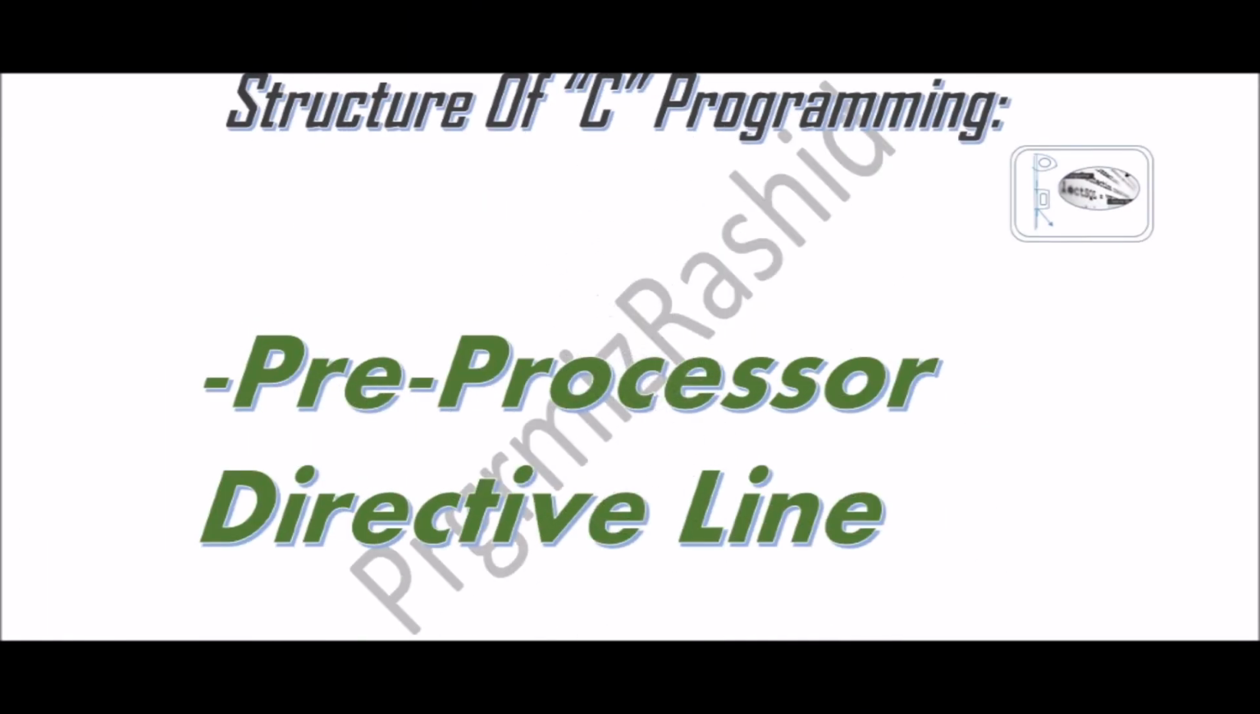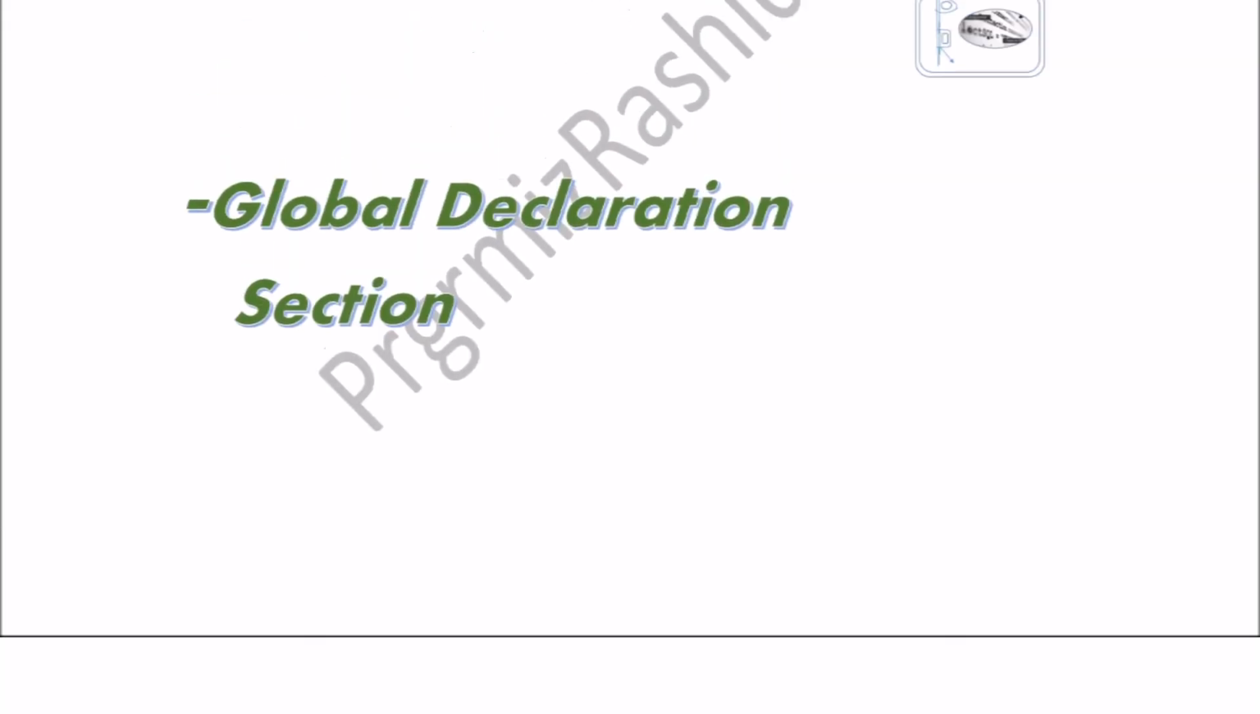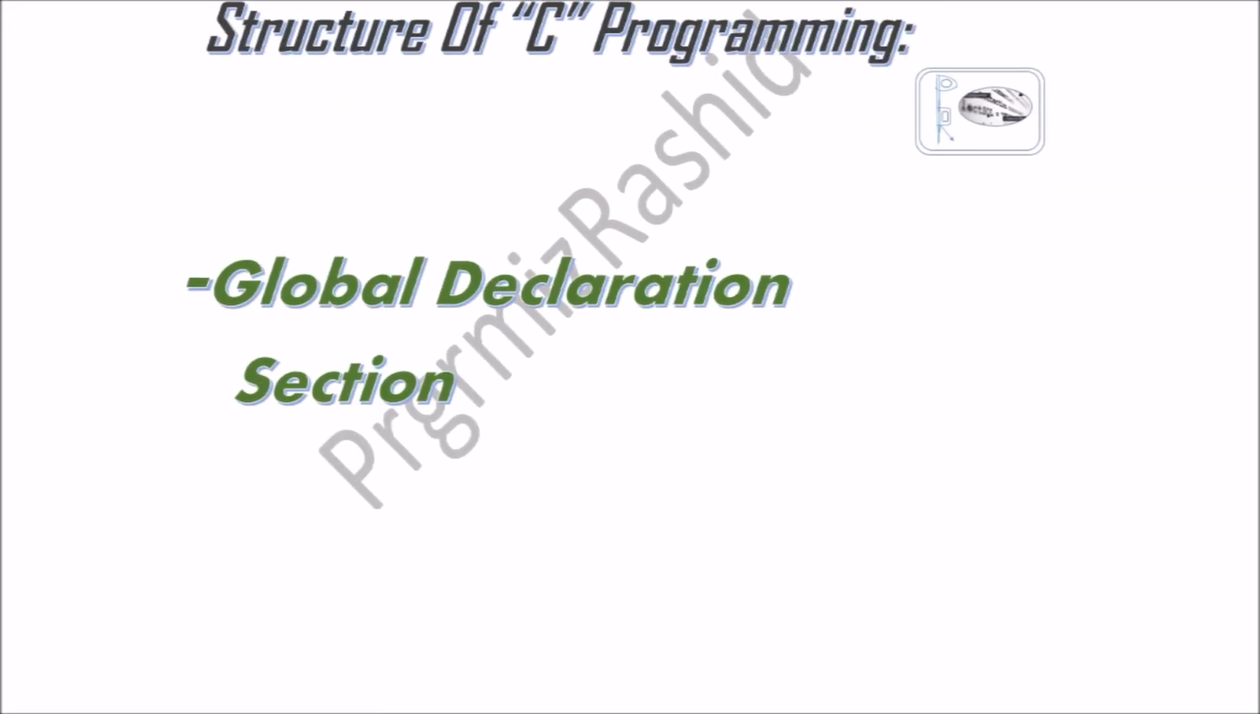And moving to the next, here is the structure of C program, and the first one is preprocessor directive line. So what is this? It provides instruction to the preprocessor to include header files and functions from the system library. It also defines the symbolic constants and macros. And the second is global declaration section. It is used to declare the variables which are used in more than one function.